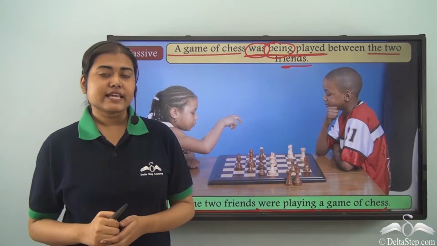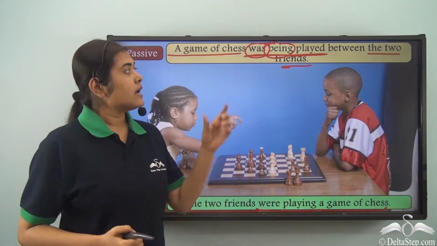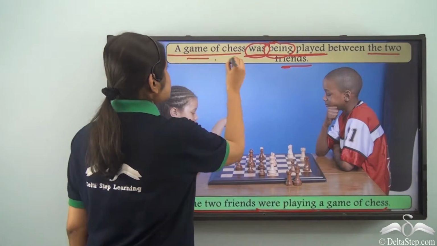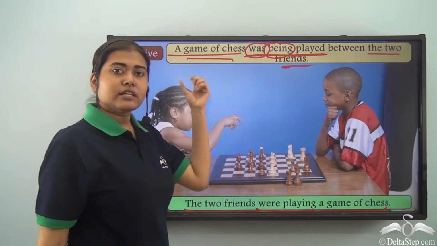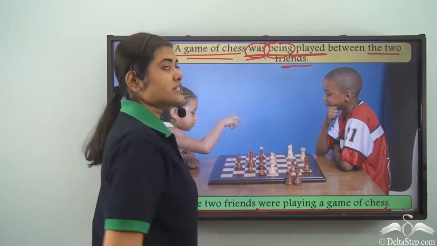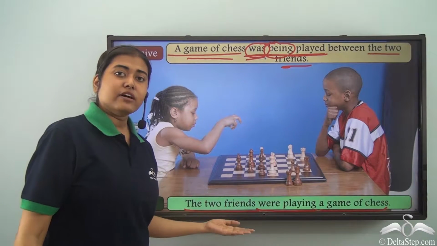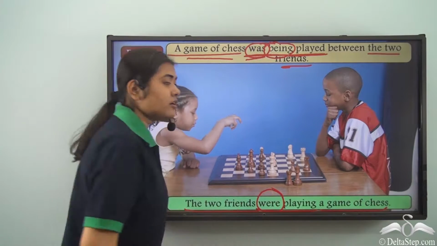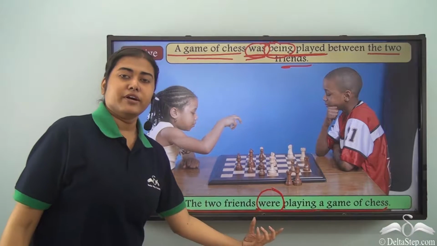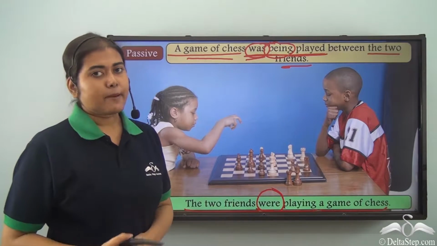Now, we have also said that the verb will always agree with the subject. Here, what do we see? Since the game of chess, here game was a singular noun, we have used a singular verb. But when I say the two friends, I have a plural subject. So, here I have used a plural verb, were. So the subject-verb agreement is also very important.